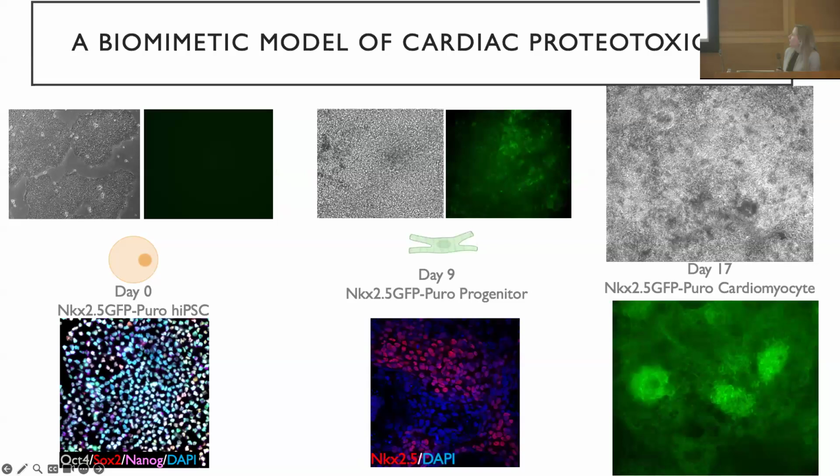So this just shows you what our cardiomyocyte alone system looks like. We have a GFP reporter under the control of a cardiac progenitor gene. So at day 0, the cells are not green. They grow in these colonies and they express markers of pluripotency. By day 9, once they're cardiac progenitors, they start to turn green and express NKX, which is a progenitor marker. And by day 17, they're actually beating in culture.